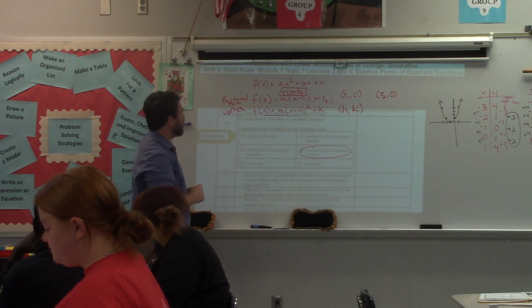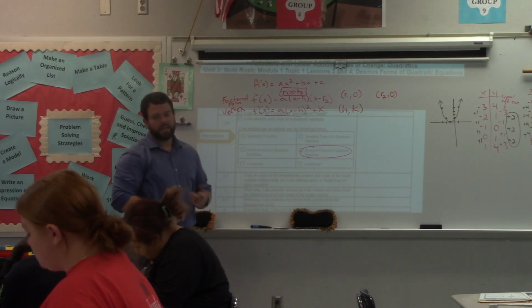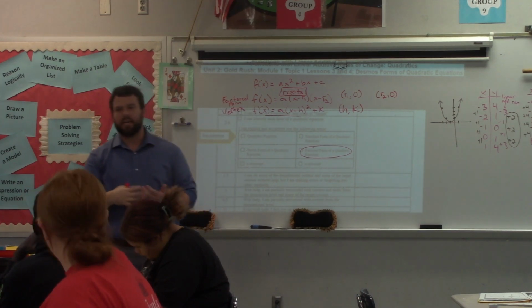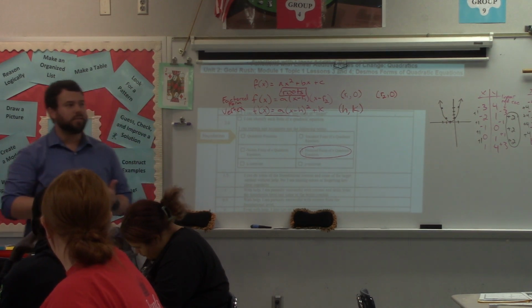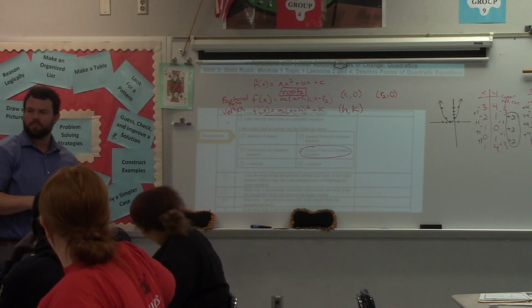And then so which form is this one up top? Standard form, right? Remember, each form has a different piece that it clearly identifies, right? Obviously, factored form. By the way, why do we call that factored form?